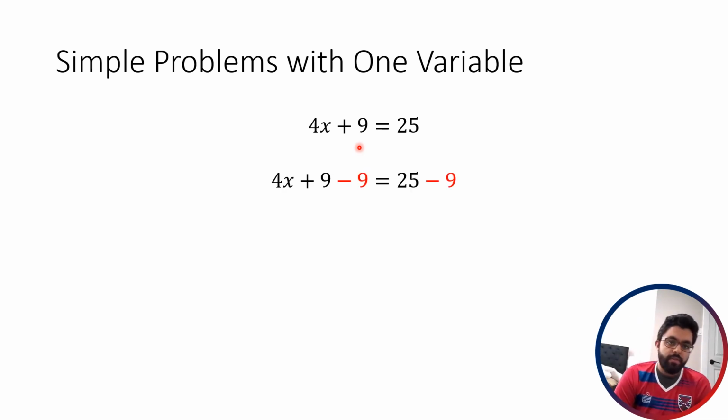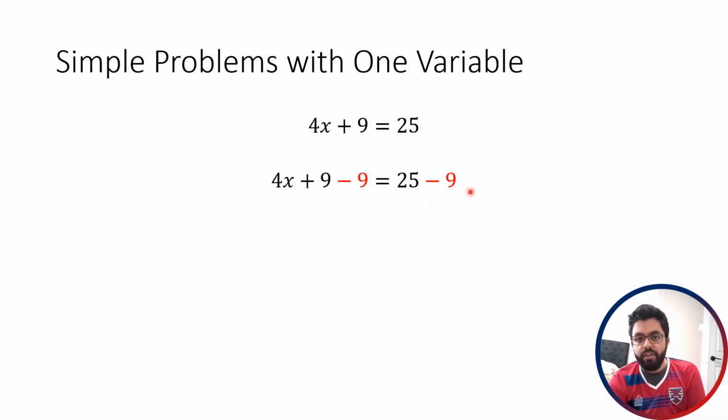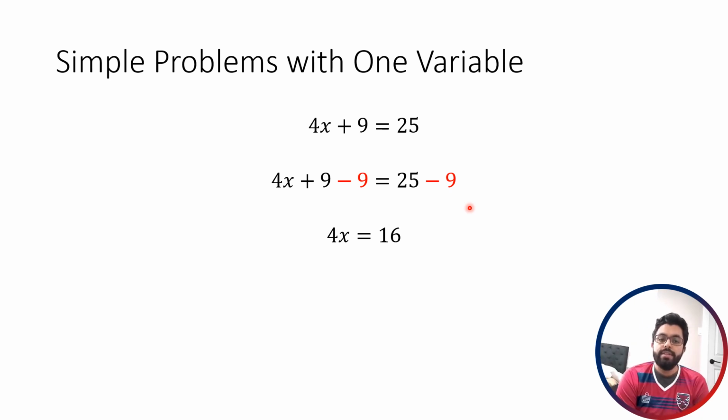Something like this, right? So we'll just write in a minus 9 on the left side, and then we'll also write in a minus 9 on the right side, because if we didn't do that, we'd be changing the problem. So now we've got 4x plus 9 minus 9 is equal to 25 minus 9. So if we look at just the left-hand side, 4x plus 9 minus 9, this whole plus 9 minus 9 is going to just become 0. So we're going to be left with 4x over here. And then on the other side, it's just a subtraction problem. 25 minus 9 is 16. So then you're left with 4x equals 16.